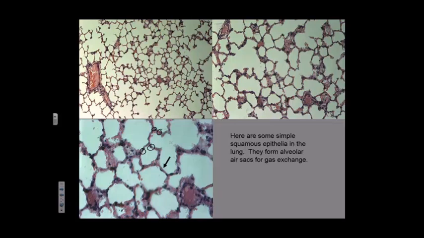This looks like healthy lungs. This over here is a vein with red blood cells in it. And a vein is a vessel, so vessels are lined with endothelial cells, which are simple squamous epithelia.